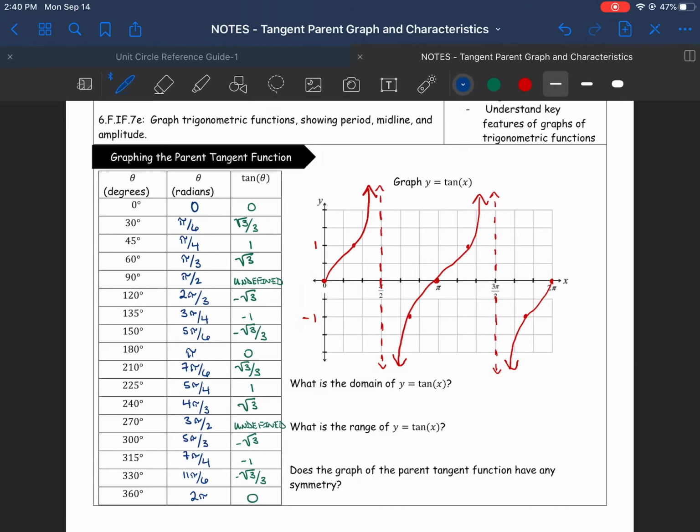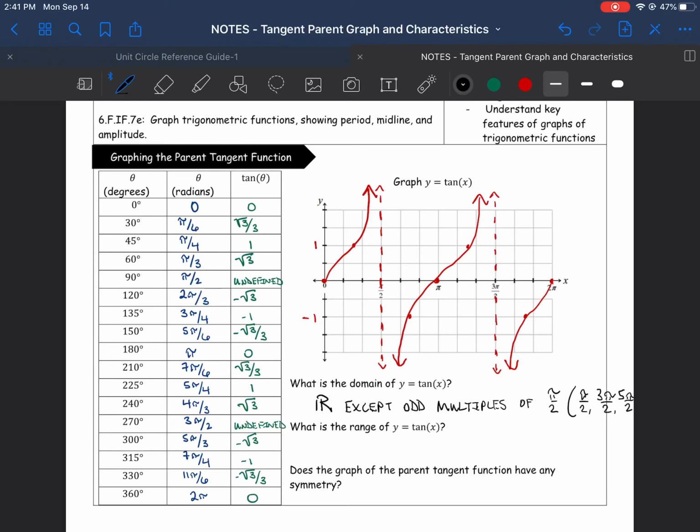So what we would say is the domain for tangent is all real numbers except odd multiples of pi over 2. And again, that would be things like pi over 2, 3 pi over 2, 5 pi over 2, on and on and on.